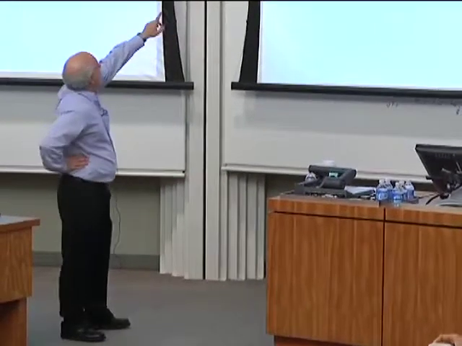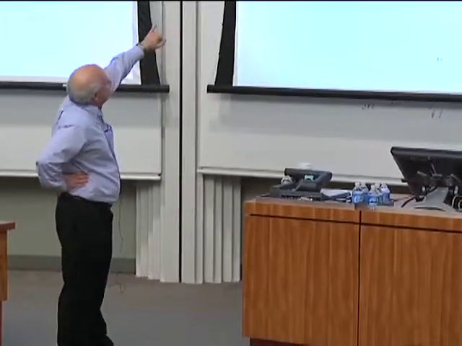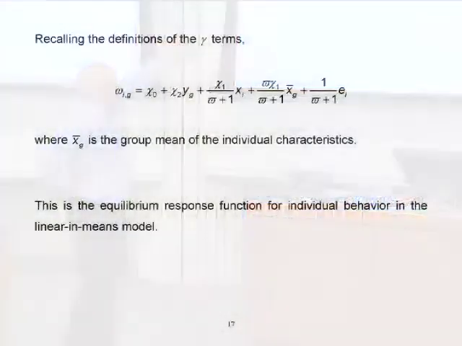We end up with a description of individual behavior that says that my behavior depends on a constant term. We don't care about it. It depends on whatever contextual effects I'm using in the model. It depends on my own characteristics. It also depends on the average characteristics of the individuals in the population, and then some sort of shock.